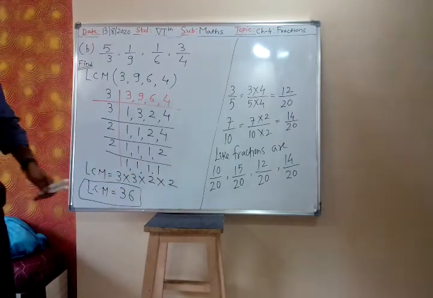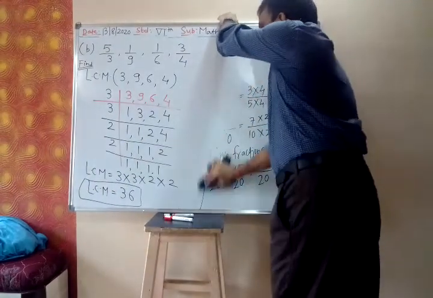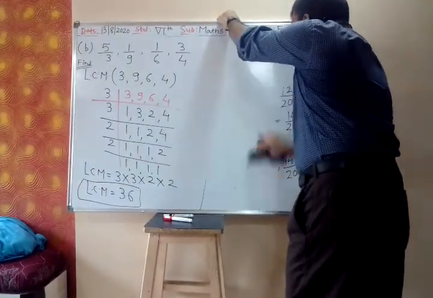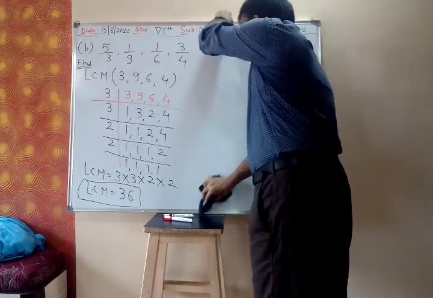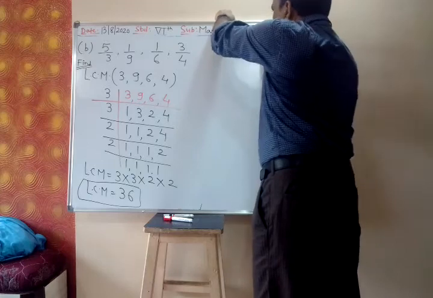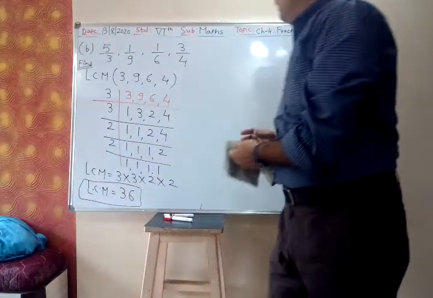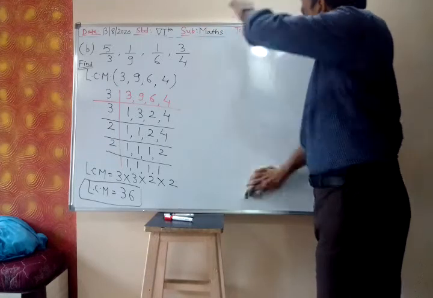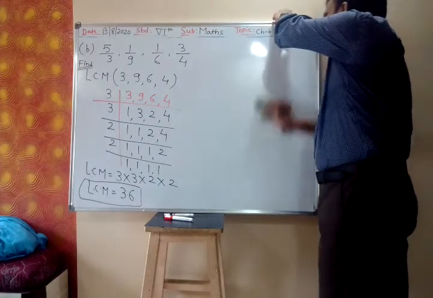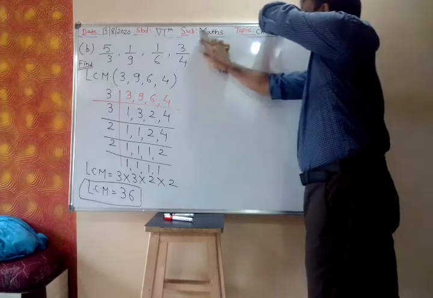So now I will convert the denominator of each fraction to 36. To convert them into like fractions, I will make the denominator of each fraction 36.